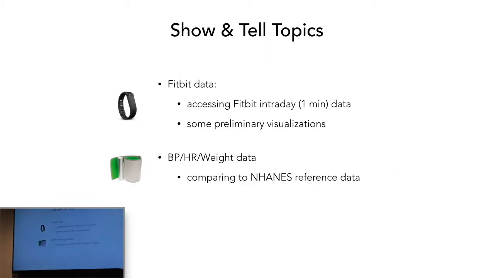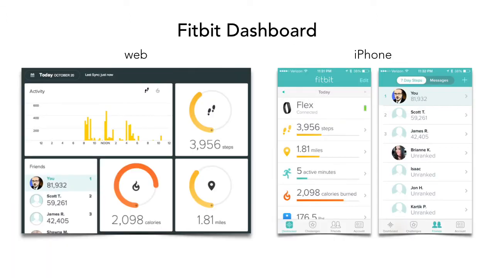But what I'm going to cover today is Fitbit data. So I tapped into their API and downloaded all of my data down to 1 minute level. And then I'll show you some preliminary visualizations, and then also quickly go over the blood pressure, heart rate stuff. And also comparing that to NHANES, and I'll come back to that, reference data set, which is, I think, an interesting issue to explore. So I don't know, how many people in the audience have a Fitbit?